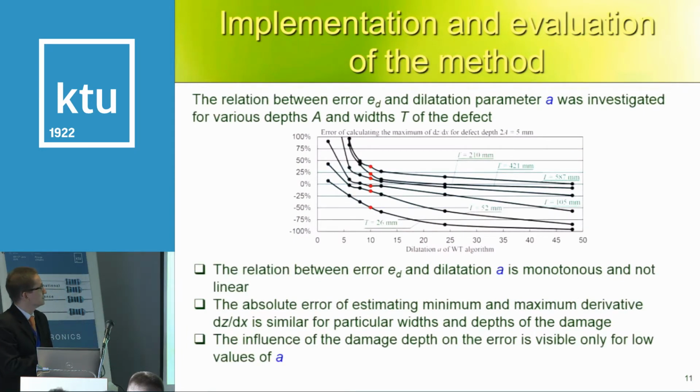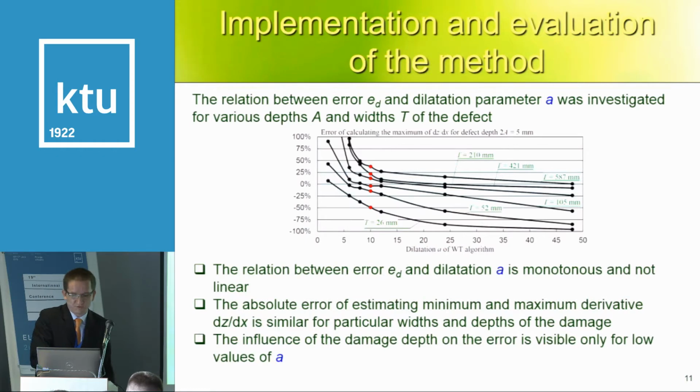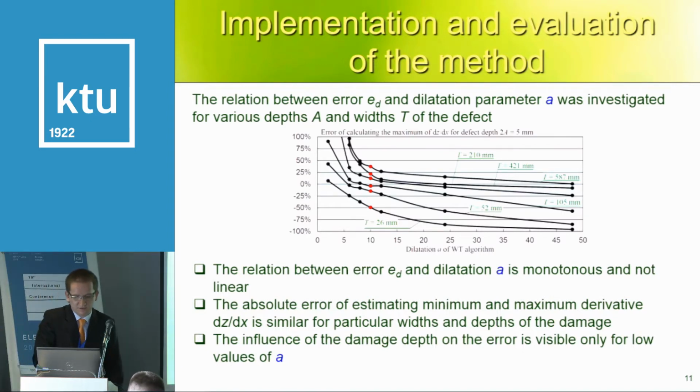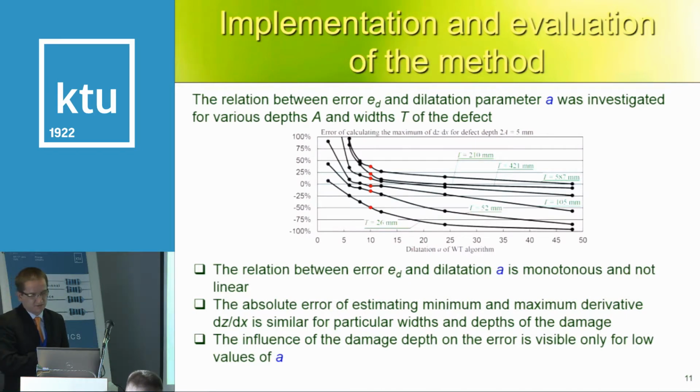Also, we tried to find a relation between error and dilatation parameter A with regard to various depths and widths of the defect. Here are some example results. Here we have the dilatation of the wavelet transform algorithm, which increases, and here we have the error, the difference between the ideal, theoretical derivative and the one estimated through the wavelet transform algorithm.